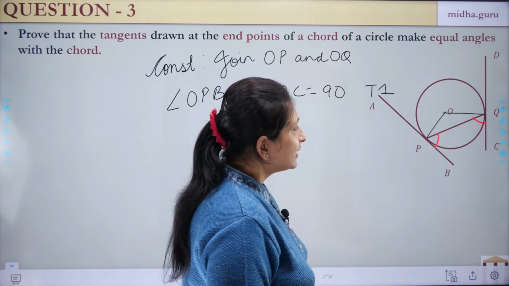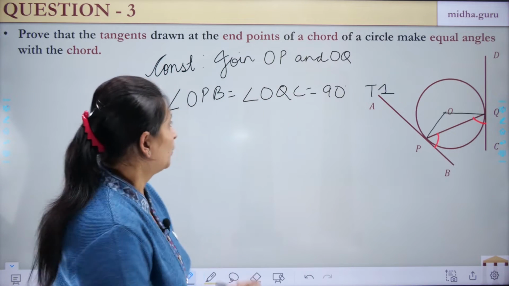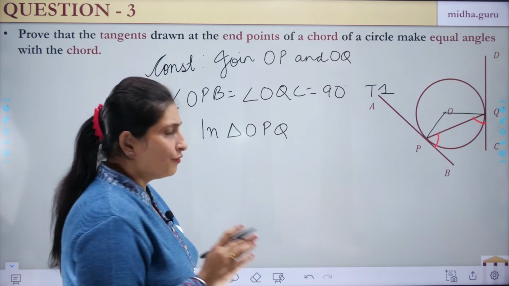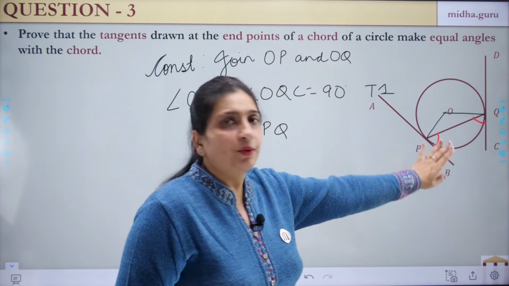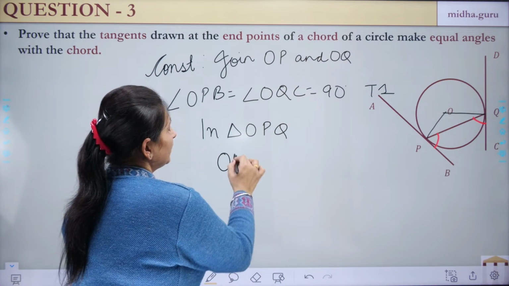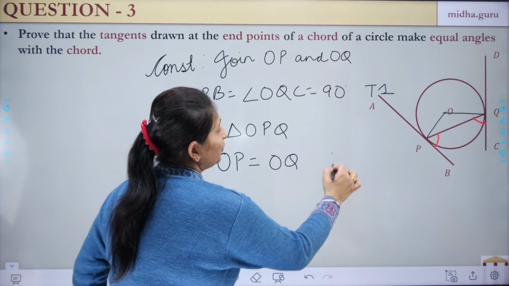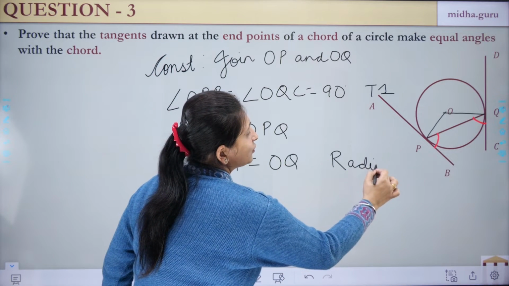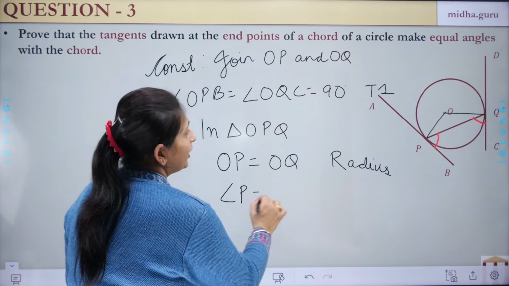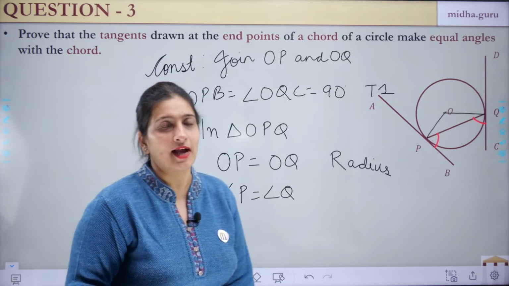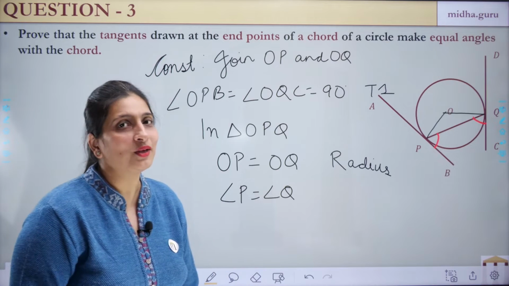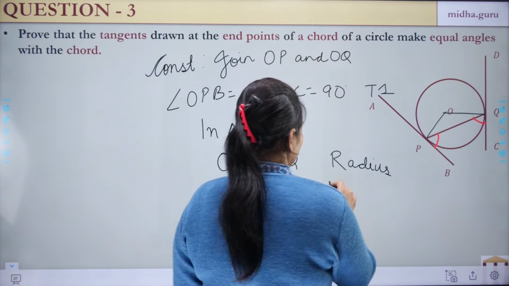Next, now see in triangle OPQ. In triangle OPQ, what do we have? We have OP and OQ as the radius, which are equal. So it is an isosceles triangle. So in this triangle, we have got OP is equal to OQ. We will write radius of the circle. So if these two sides are equal, will not angle P and angle Q be equal? Yes, angle P will be equal to angle Q. What is the reason? Angles opposite to equal sides are equal, which everybody knows.